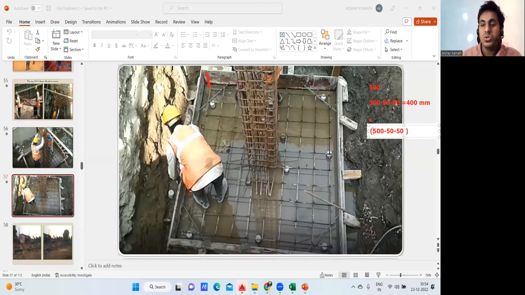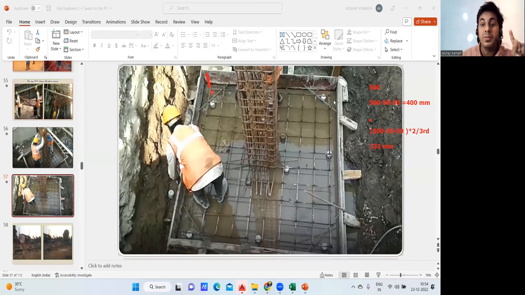They apply the two-third rule again. You are getting my point? So how much does it come out to be? We found it to be 333 mm. So in the paper they have shown that we'll take 400, but in real site execution they have taken only 333. That means roughly 67 mm of steel he has saved. This side 67, this side 67.